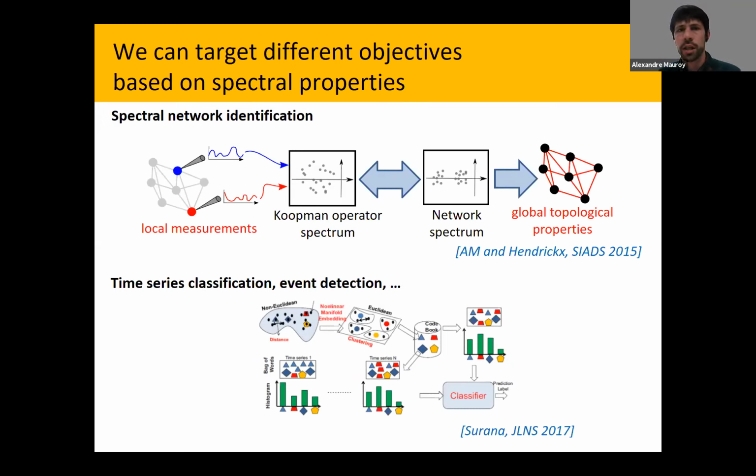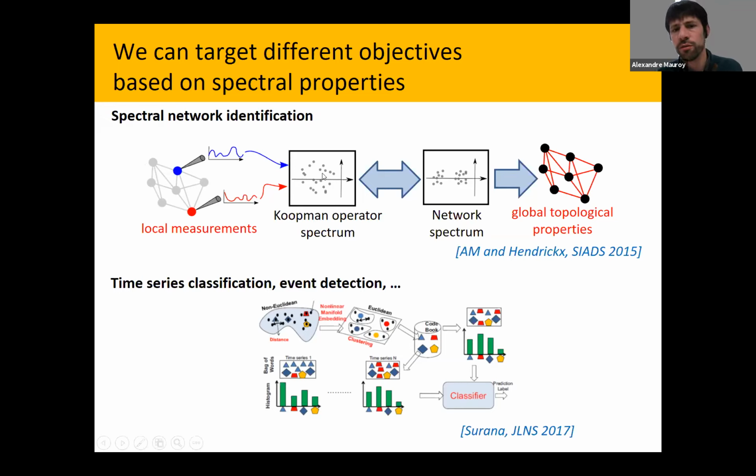In particular, in this case, we want to extract some spectral properties of the dynamical system. Some motivating applications, which we have not developed yet, are the following. For instance, we can proceed to some spectral network identification. If you only have a few measurements at a few nodes in a very large network, you can still obtain the spectrum of the Koopman operator, or at least an approximation of it.